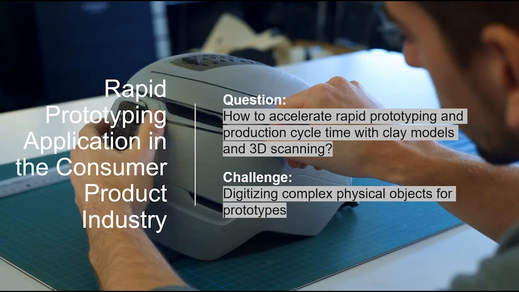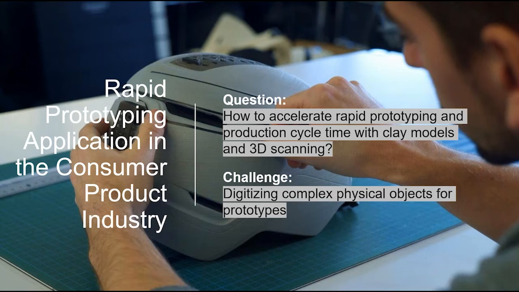Our third example, a rapid prototyping application in the consumer product industry. Again, the question now is how to accelerate rapid prototyping and production cycle time with clay models and 3D scanning. So first, when designing a prototype, it is wise to make a first model in order to hold it and try it, as the physical reality is often different from the CAD design. Often designers will make adjustments, change style lines directly on the prototype until the perfect design is found.